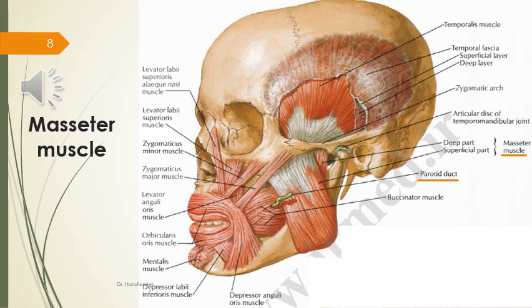On the outer surface of the masseter, you can see a green structure. It is the parotid duct or Stensen duct. The parotid duct emerges from the anterior border of the parotid gland, crosses the outer surface of masseter, and finally empties into the oral vestibule opposite the upper second molar teeth.